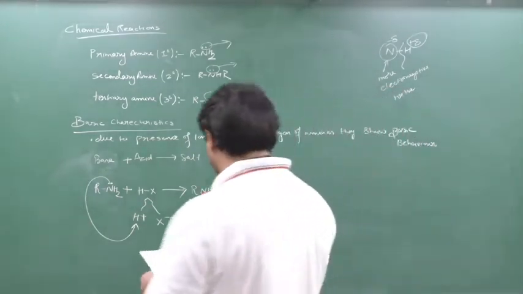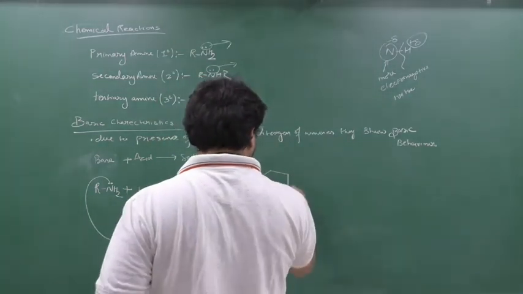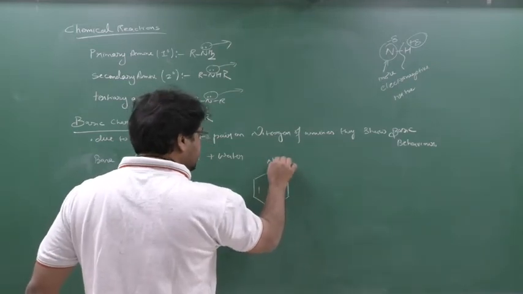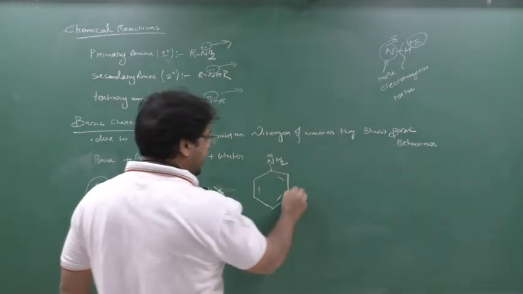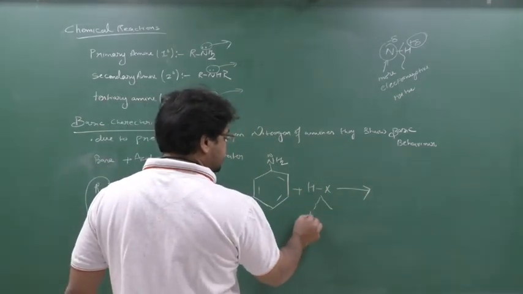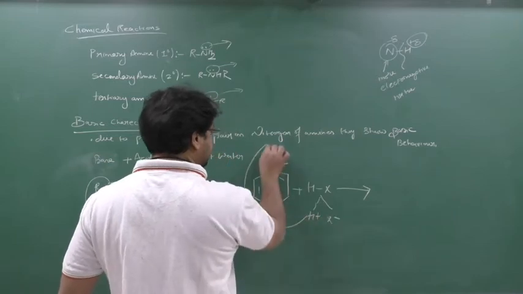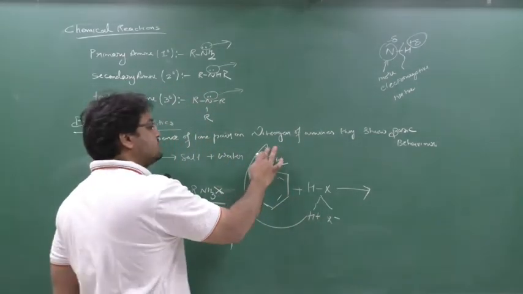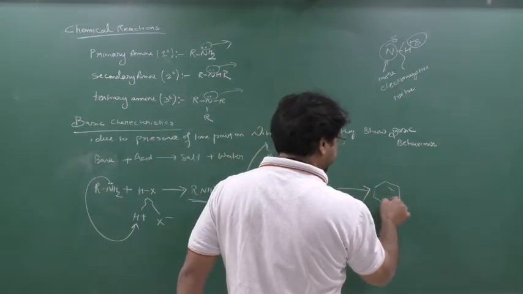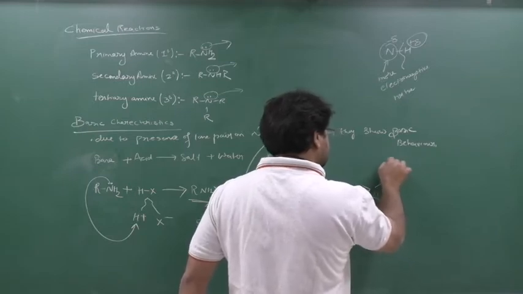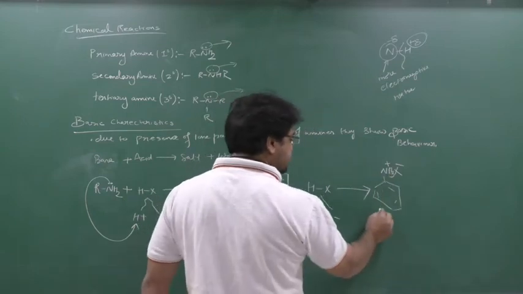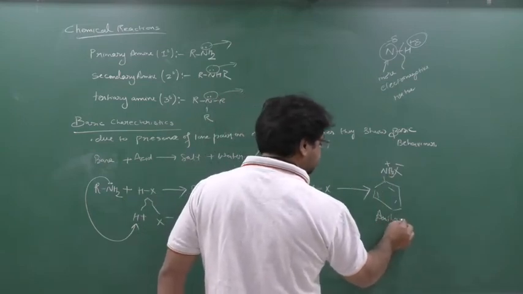Another example, very important: if I take aniline, here also there is a lone pair, and I react it with an acid HX. The acid will generate H plus and X minus. This nitrogen will donate its lone pair to this H plus, and there will be generation of NH3 plus, which combines with X minus.